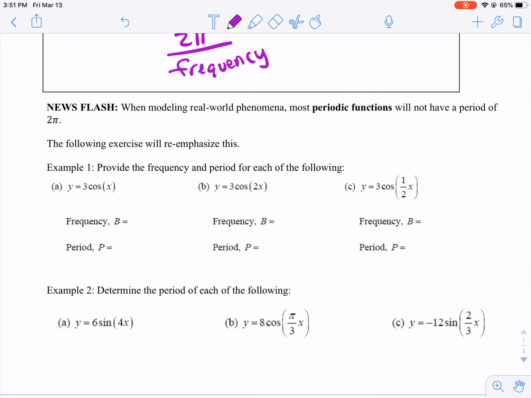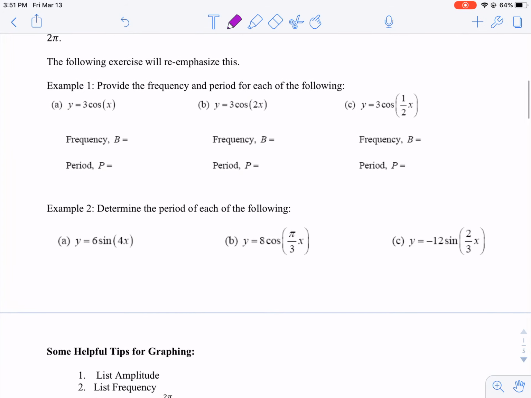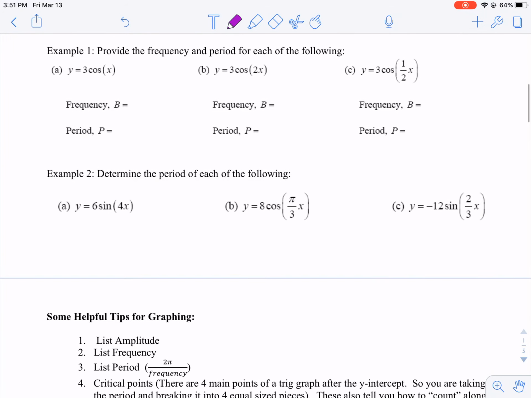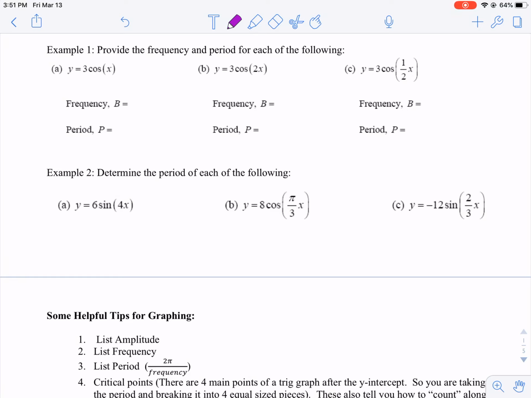Newsflash, when modeling real-world phenomena, most periodic trig functions will not have a period of 2 pi. This is kind of rare, okay? We will get to word problems eventually, and you'll see that 2 pi is probably never heard of. So we're going to take these exercises and figure out what the frequency and the periods of these graphs would be without actually graphing them. This would be a perfect 2-point question on a Regents exam.